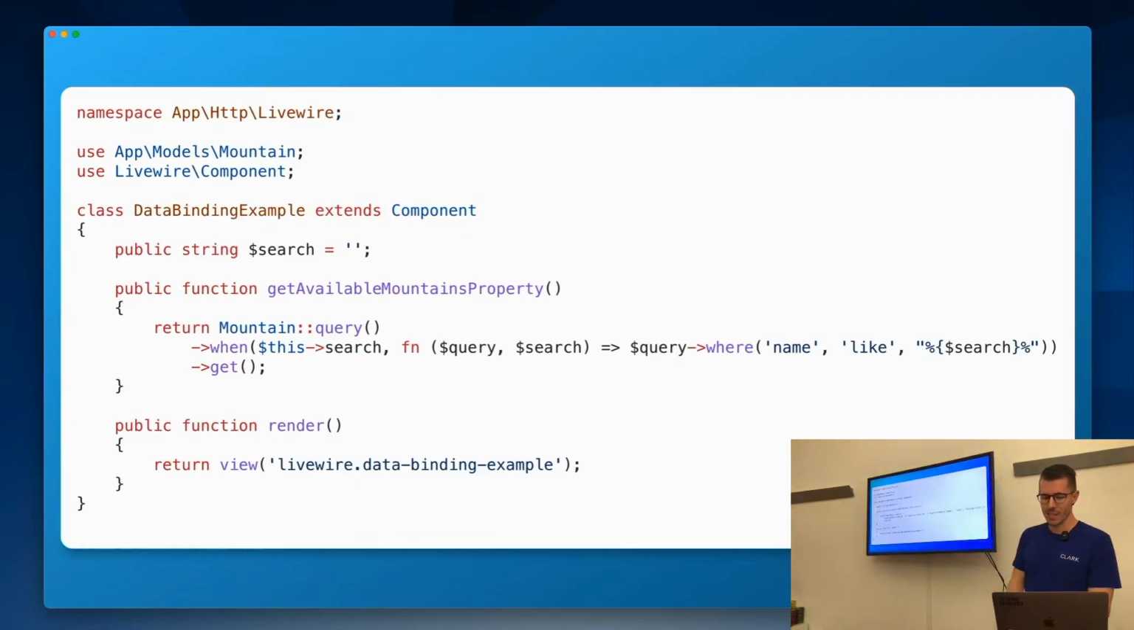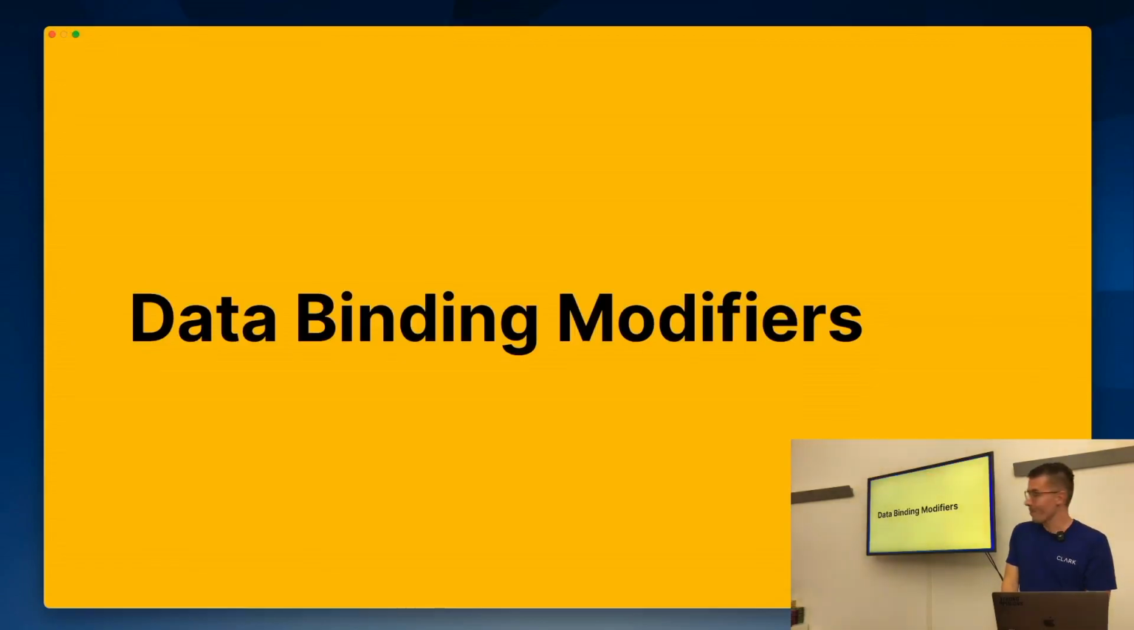Very easy. One thing to keep in mind, though, is that every key typed in the input field makes an HTTP request to the server. That's probably something you have to keep in mind if you have a very popular page, I don't know, where many people are clicking and searching. You could potentially DDoS your own server and take the whole service down. But luckily, Livewire has you covered with data binding modifiers.